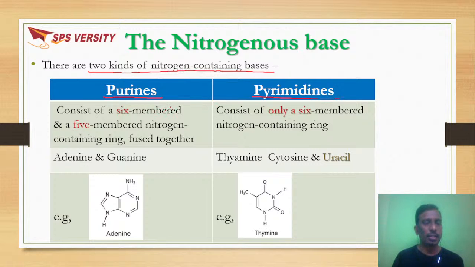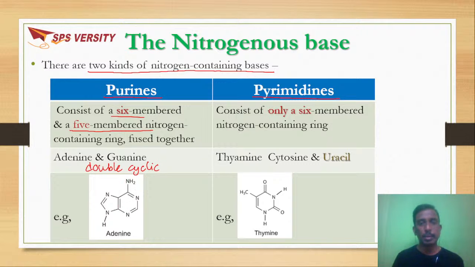So purines have a double cyclic ring structure. In this, one ring has 6 members and another one has 5 members, along with nitrogen. So there are 2 rings, one with 6, another with 5 members, along with nitrogen. So here the nitrogenous bases are made up of carbon along with nitrogen.